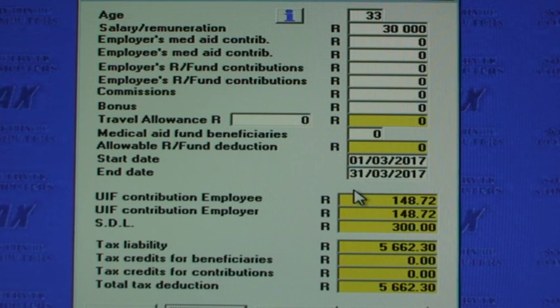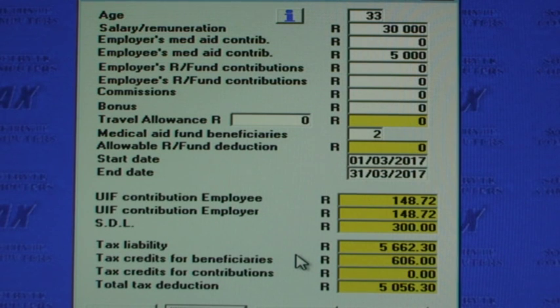I will now enter medical aid fund contributions of 5,000 Rand paid by the employee, and I will enter 2 beneficiaries. Contributions paid by the employee are not taxable, and you can see the tax liability is the same at 5,662 Rand. However, the employer is obliged to give the taxpayer tax credits of 606 Rand for the 2 beneficiaries, and this reduces the final pay-as-you-earn tax calculated.